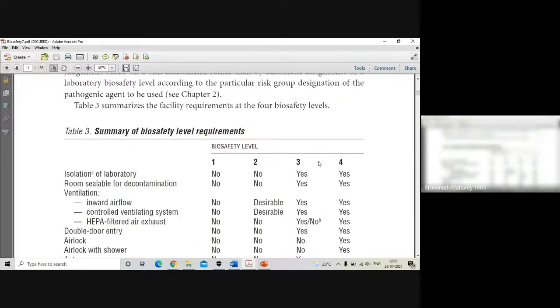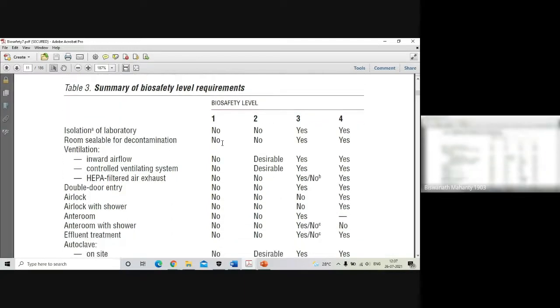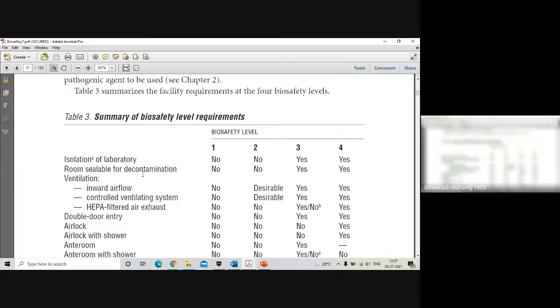Now you see the summary of biosafety levels. I think you can see my screen, right? Summary of biosafety levels. What do we need to have? Isolation of laboratory is required. Biosafety level 1, no; 3, 4, yes. What does it mean? It means that if, for example, our institute or our industry wants to deal with coronavirus, someone who is going to do it is likely to follow biosafety level 4. Level 4 biosafety he has to follow.